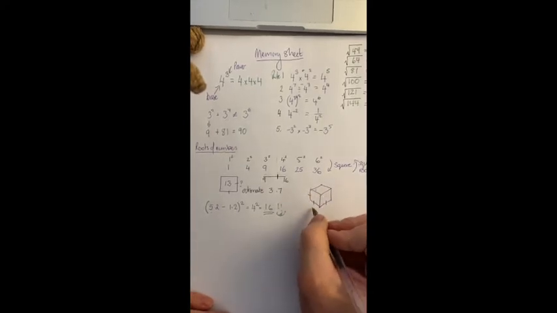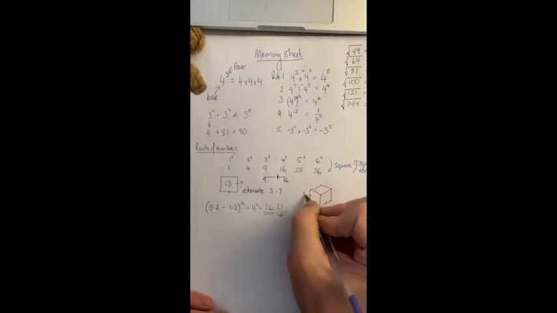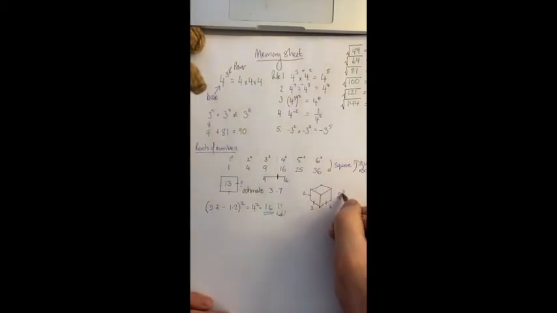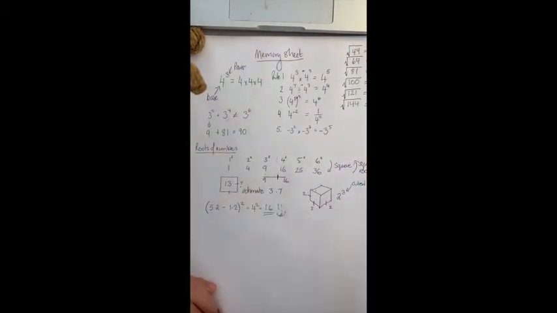So this one, say for instance, this is 2 by 2 by 2. We'd say 2 cubed, and we call that cubed because we're making a cube. So 2 cubed means 2 times 2 times 2, which is 8.